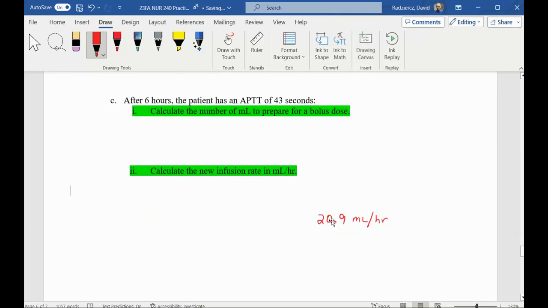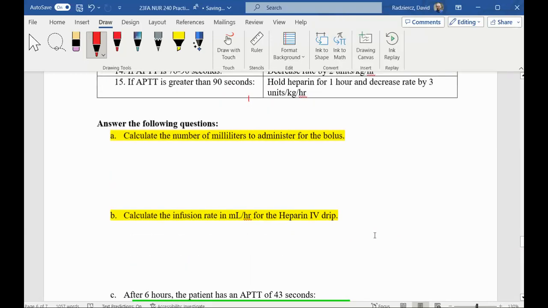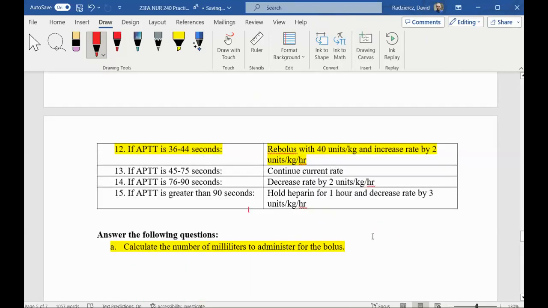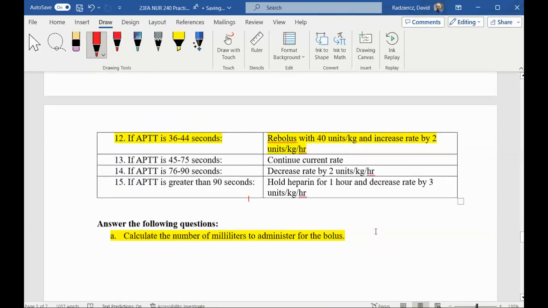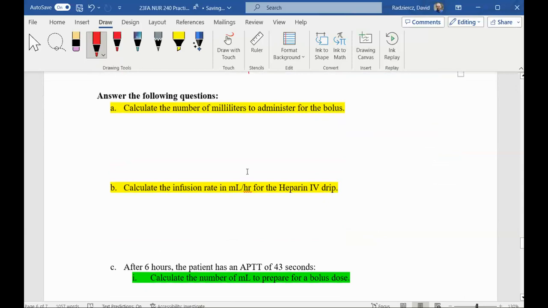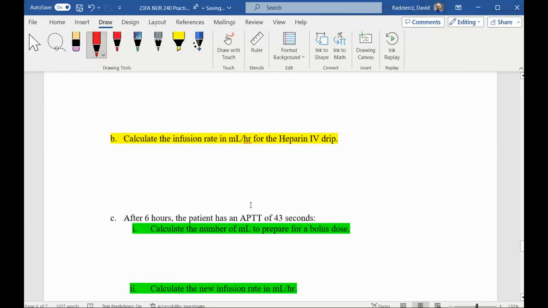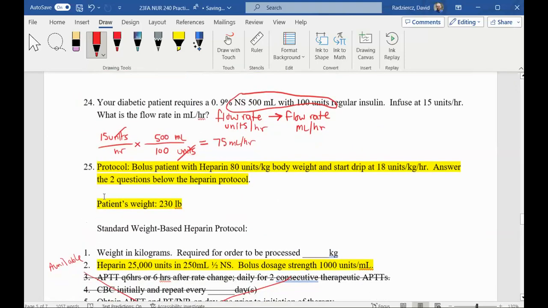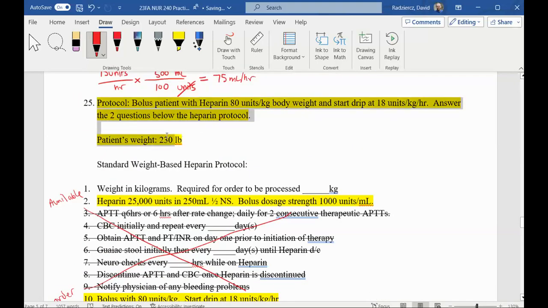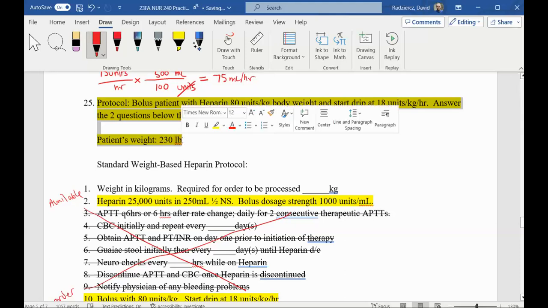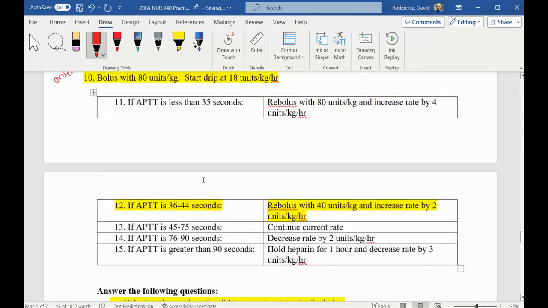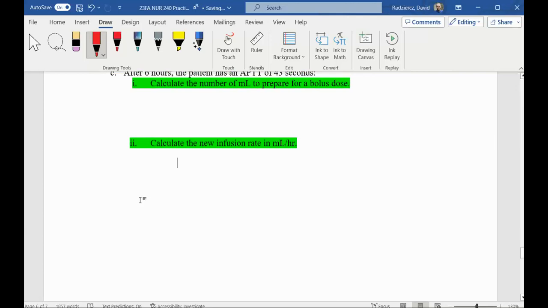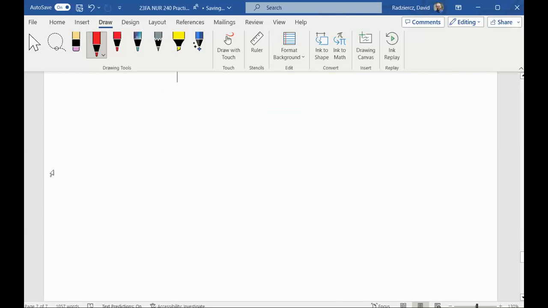So remember, when you do the Heparin protocol, even though I have 4 questions listed, your questions are going to be different. It's either going to be A and B only or C1 and C2 only. So what I'm going to do is make a separate question here. I shouldn't have deleted all that stuff then, but that's okay. It'll be all right.